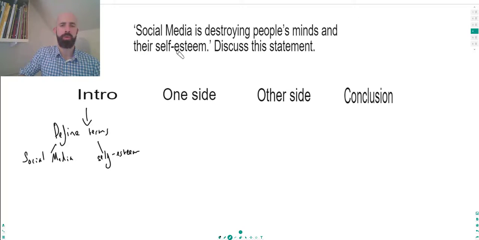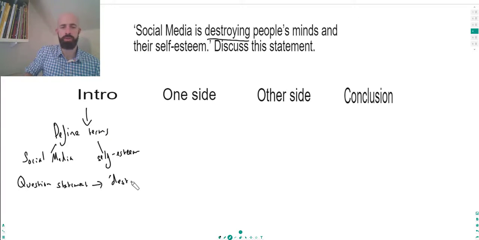Then probably I would also pick apart the question a little bit. So I look at the word here, destroying. It's okay, well this is a pretty strong word. So I would actually look at the question itself and go, okay, or the statement, and I would probably question the statement. I would analyze the statement. Destroying is a very strong term. So we're going to have to be careful with whether we really do agree with this statement or not.